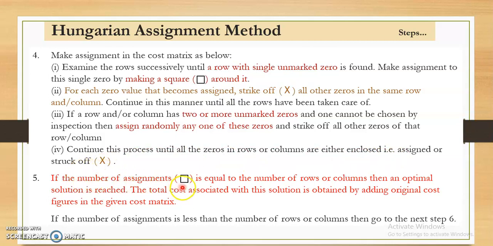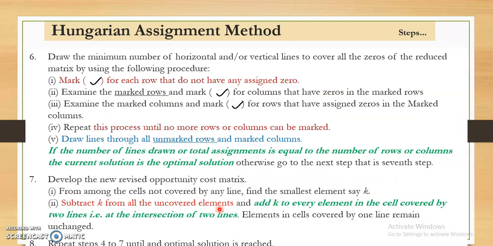An important point is, if the number of assignments is equal to the number of rows or columns, then the solution is optimal and we have to stop here. This is the most important thing. If the number of assignments is equal to the number of rows or columns, then we stop there and calculate our objective value. And if this condition is not met, that means the solution is non-optimal, we have to proceed to step 6. So what is step 6?